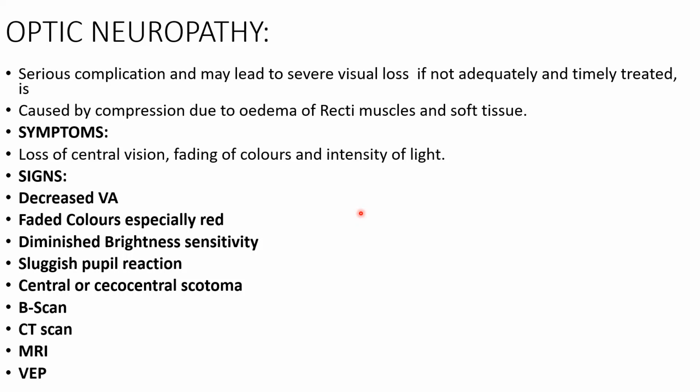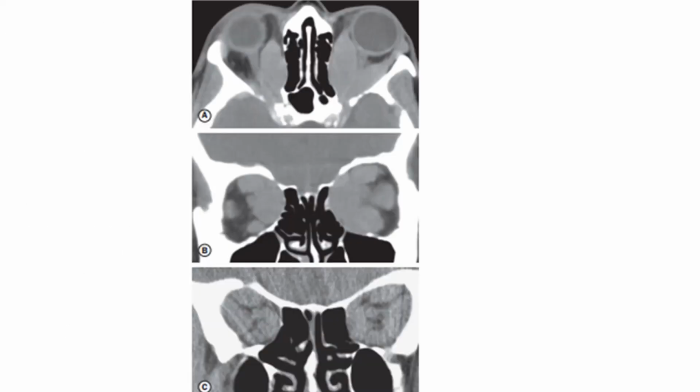The pupil reaction may be sluggish. On visual field examination, there may be central or cecocentral scotoma, which also involves the macula and the blind spot. The B scan also shows enlargement of the muscles, and the CT scan, MRI, and visual evoked potential can also be performed to see the dysfunction of the optic nerve. We have already seen this slide with enlargement of the muscles and causing compression of the optic nerve.